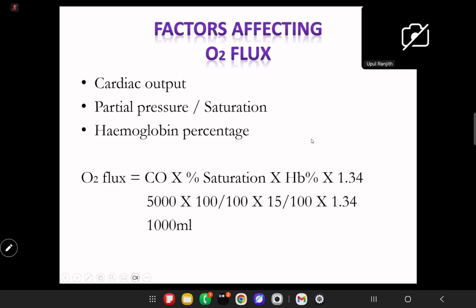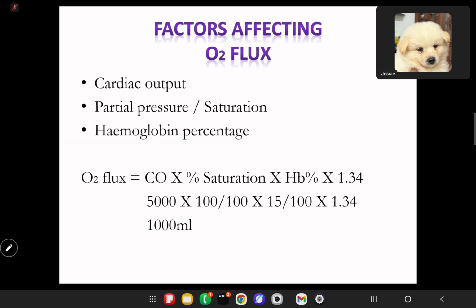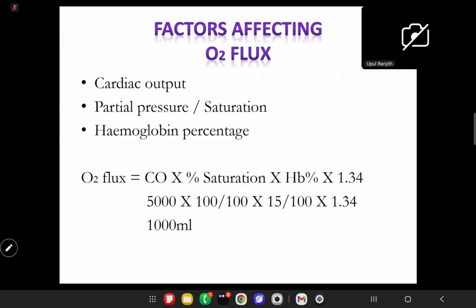Anybody? What is this 1.34? Anyone? 1 gram of hemoglobin can bind 1.34 ml of oxygen. Amount of hemoglobin, how much hemoglobin?